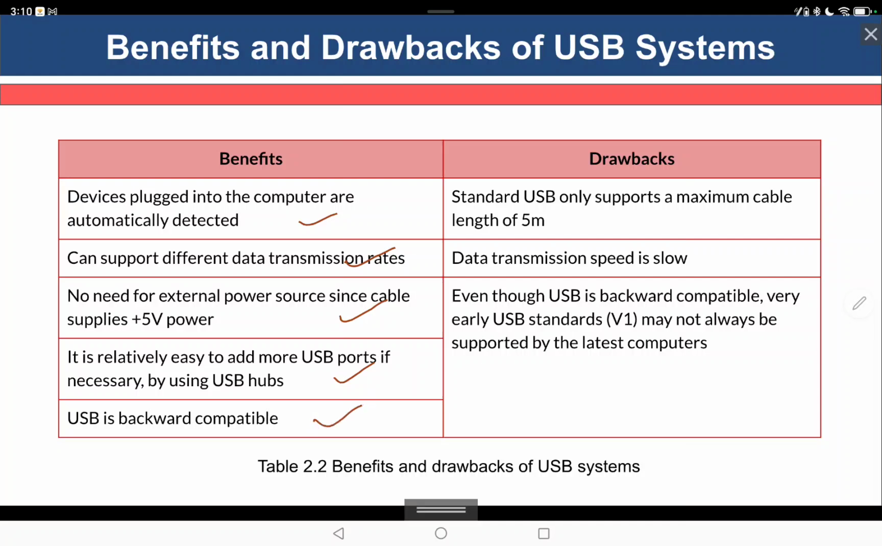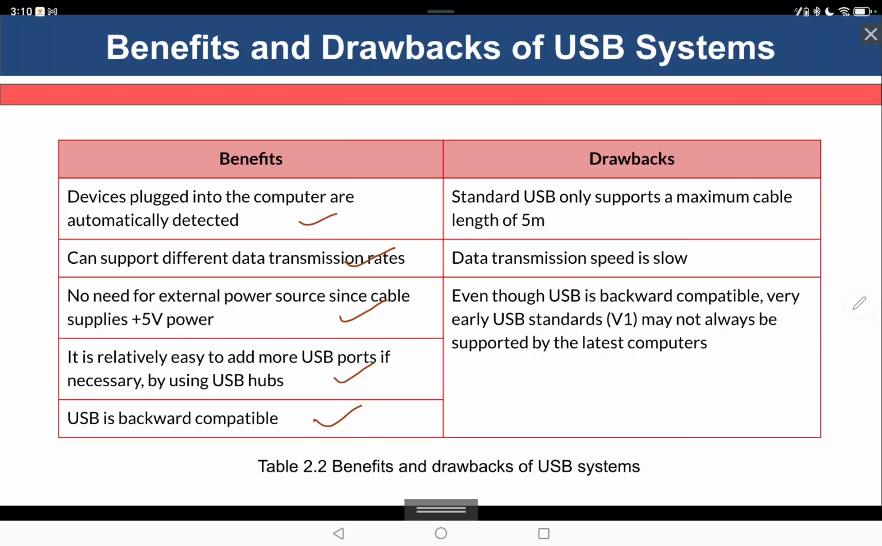USB is backward compatible. The newer USB ports can still work with the older USB devices. So, for example, a USB 3.0 port can read a USB 2.0 flash drive. It will just operate at a slower speed.